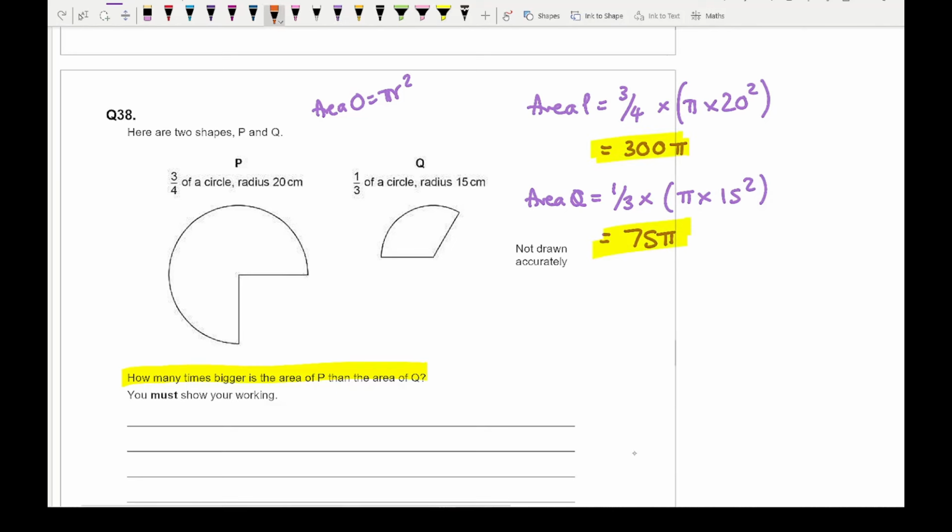Now the question is asking me not that P is bigger than Q, it's how many times bigger is it. So here if we look at the ratio, it's going to be area of P divided by the area of Q. And again, if this was non-calculator, I'd just cancel out the pi's, then do 300 divided by 75. So that's going to give me a ratio of 4/1. So the answer then is 4 times bigger. And again, if it was on a calculator, I'd just type it into my calculator and it'll give me the straight answer of 4.